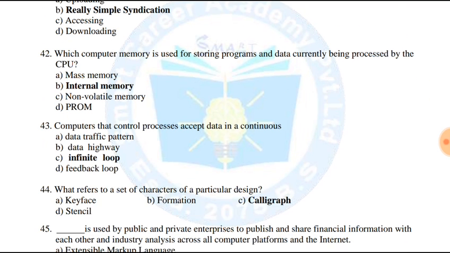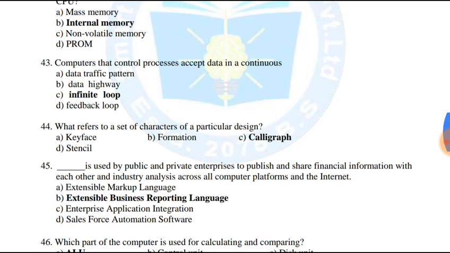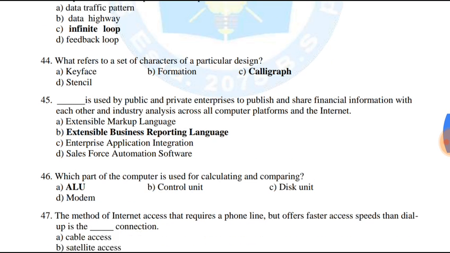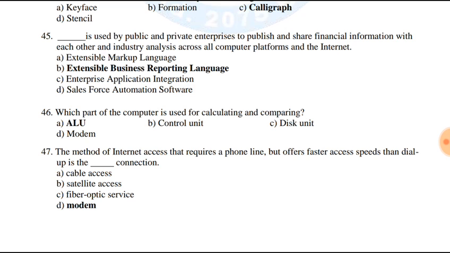Computers that control processes accept data in a continuous, infinite loop. What refers to a set of characters of a particular design? Calligraph. Extensible business reporting language is used by public and private enterprises to publish and share financial information with each other and industry analysis across all computer platforms and the internet. Which part of the computer is used for calculating and comparing? ALU is used for calculating and comparing in the computer.